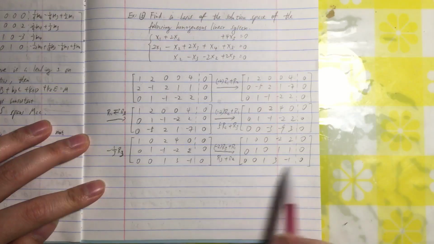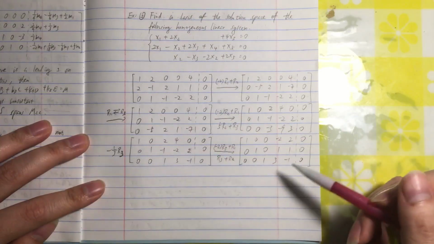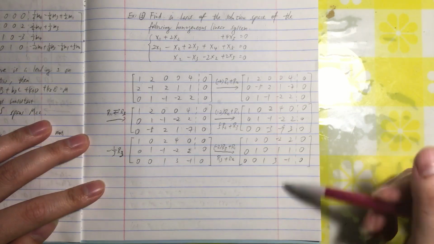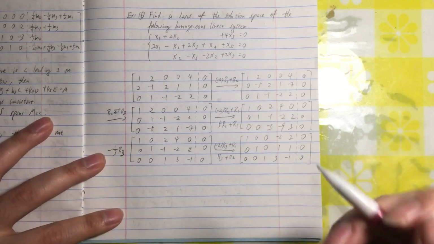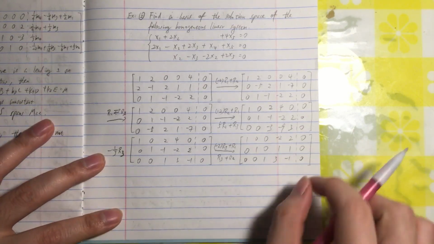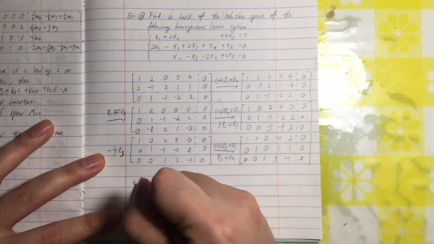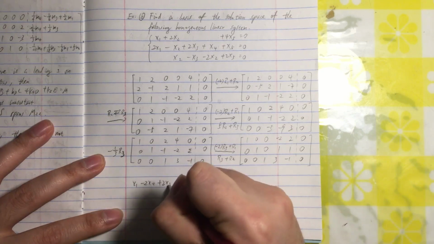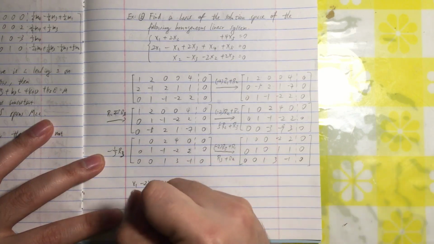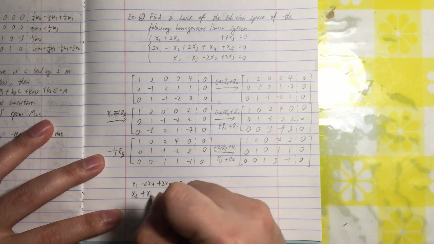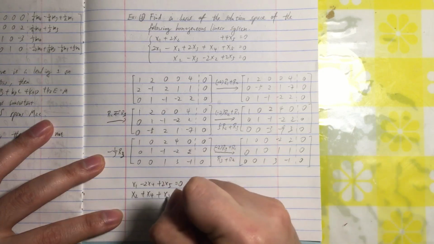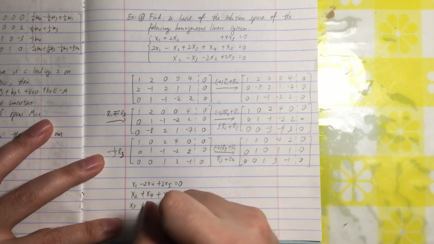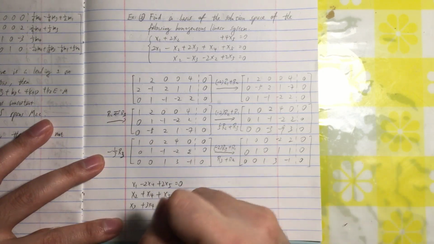So this is the reduced row echelon form of the augmented matrix. Here you can see that in these two columns, there are no leading ones. That means x4 and x5, they are free variables. Next, rewrite the matrix back to equations. We have x1 minus 2x4 plus 2x5 equal to 0. x2 plus x4 plus x5 equal to 0. And x3 plus 3x4 minus x5 equal to 0.